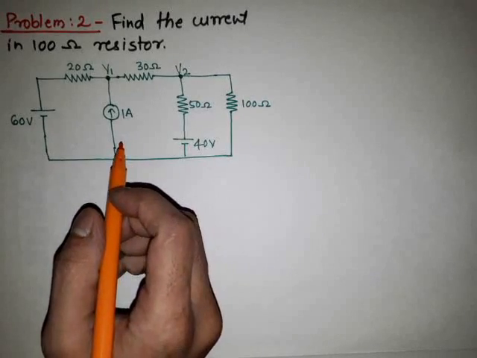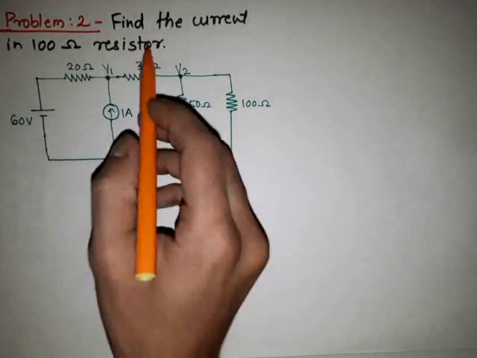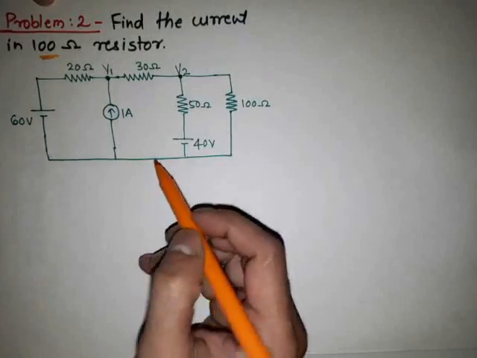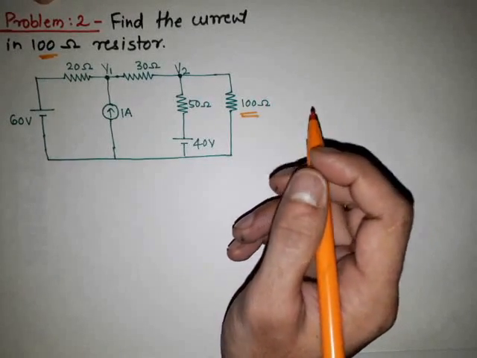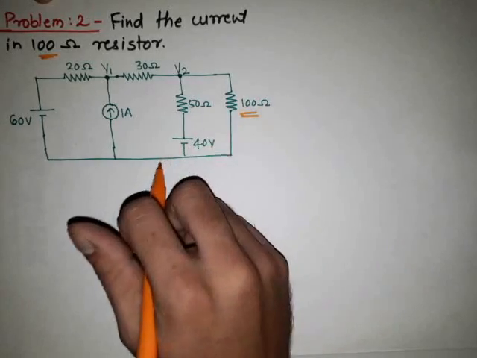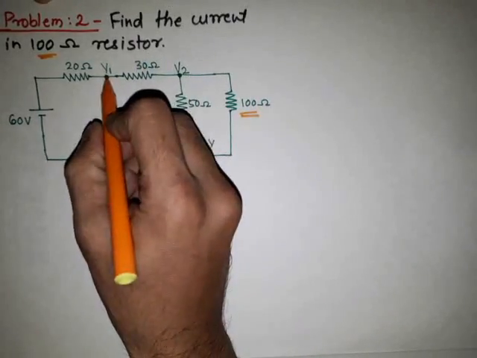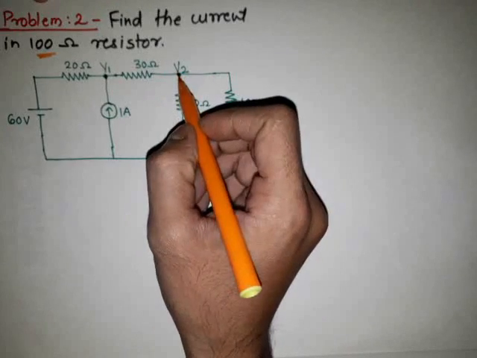Now the second problem, which is based on the nodal analysis. Find the current through a 100 ohm resistor. That means we have to find the current through this 100 ohm resistor. The first step in the nodal analysis is considering the different nodes. Suppose this node is V1 and this node is V2, as given in the circuit.